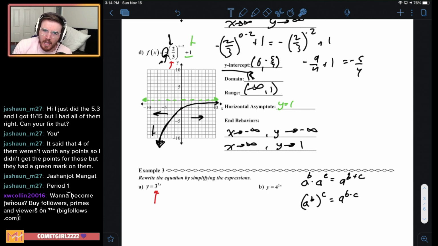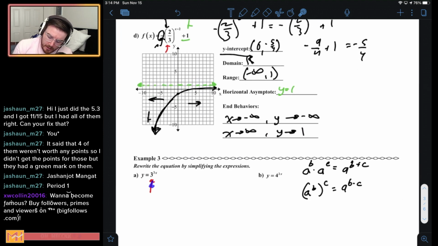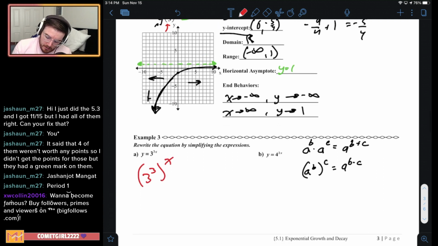We always have a left and a right shift, x minus something, x plus something. We never had a number out in front of the x like that, and we don't plan on it. So what we're going to do here is rewrite this as 3 to the third to the x. What's 3 to the third? 27. And that is something we can handle, right?